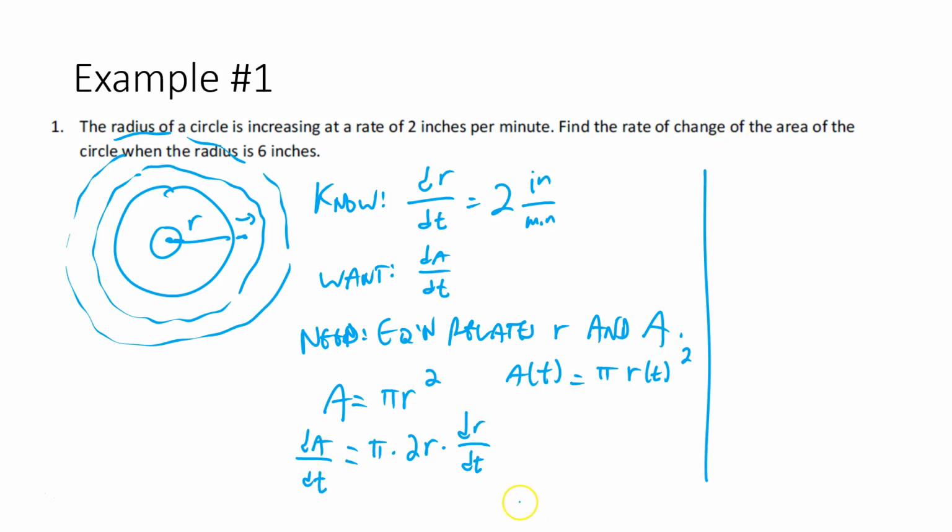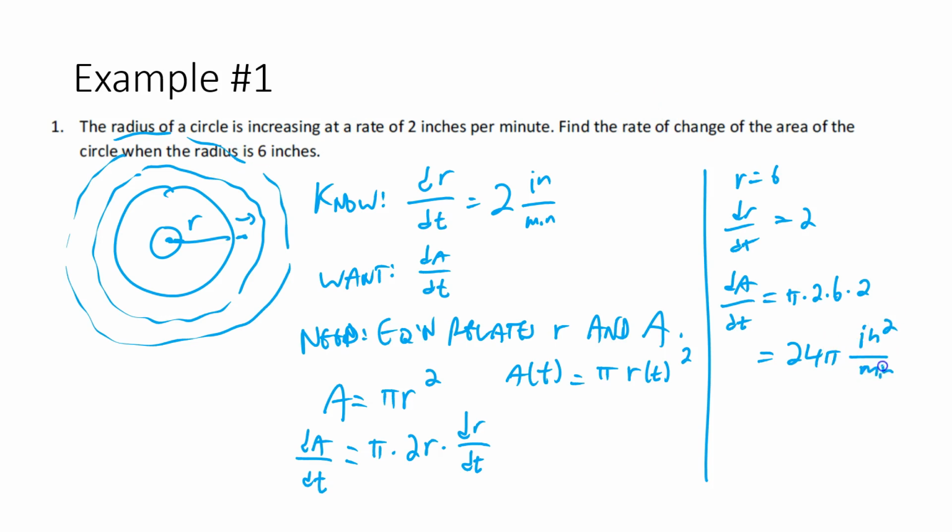We know everything else. Let's plug in what we know. Find the rate of change of the area of the circle when the radius is 6 inches. So I know that r is 6, and I know that dr dt is 2 inches per minute. So I just plug in the pieces. So dA dt at that moment, because at different moments the area will be increasing at different rates, I'm going to have pi times 2r, r is 6, times dr dt, which is 2. So that is 2 times 6 is 12, times 2 is 24 pi. That's a change in area with respect to time, so that'd be square inches per minute. There we go.